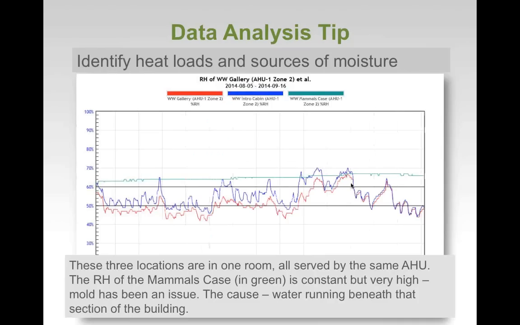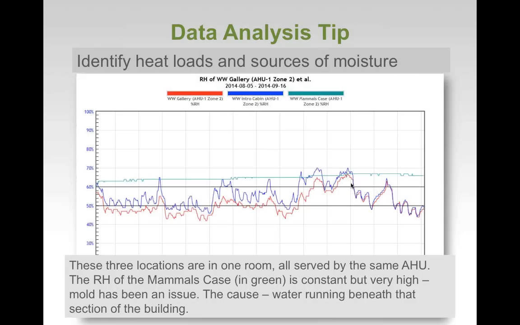So, identifying heat and moisture loads within a space. All three of these locations here are in one room that is served by the same air handling unit. It's a large collection of camping materials, and it's about 2,000 square feet in this space. And there are the 3 loggers.